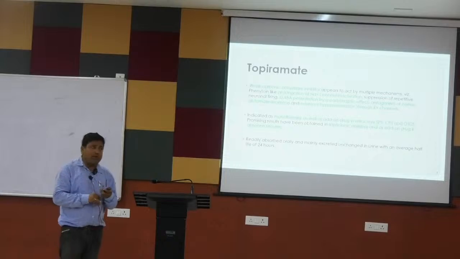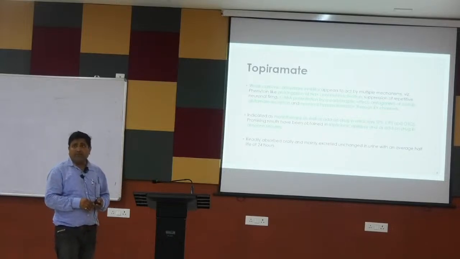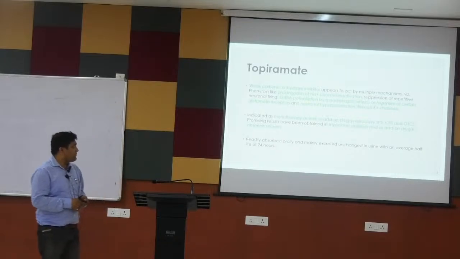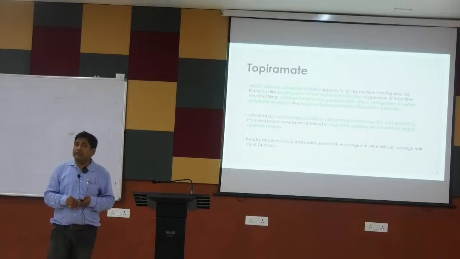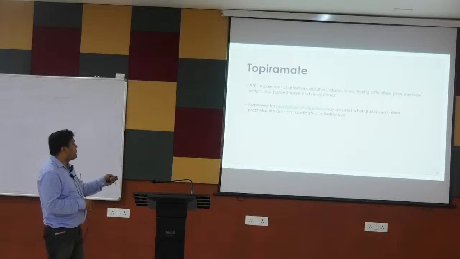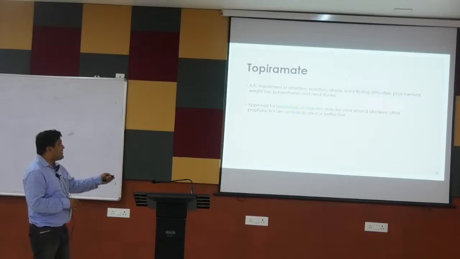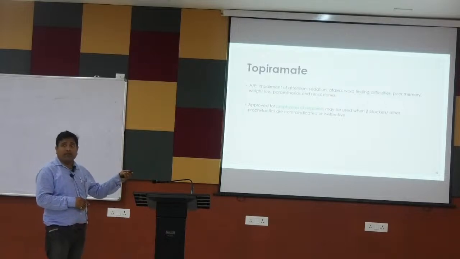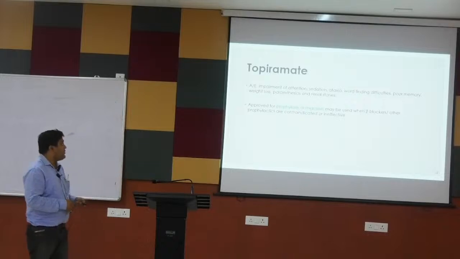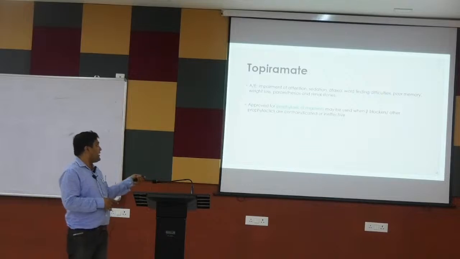These are the four mechanisms by which topiramate is active. Indicated as a monotherapy or add-on therapy in refractory temporal partial seizure, complex partial seizure, and DTCS. They also have an effect in myoclonic epilepsy, as well as an add-on drug in absence seizure. Adverse effects: impairment of attention, sedation, ataxia, word-finding difficulties, and others. They cause paresthesia and renal stone because of the carbonic anhydrase inhibitor activity. Approved for prophylaxis of migraine. May be used when beta blockers and other prophylactics are not indicated, contraindicated or ineffective.